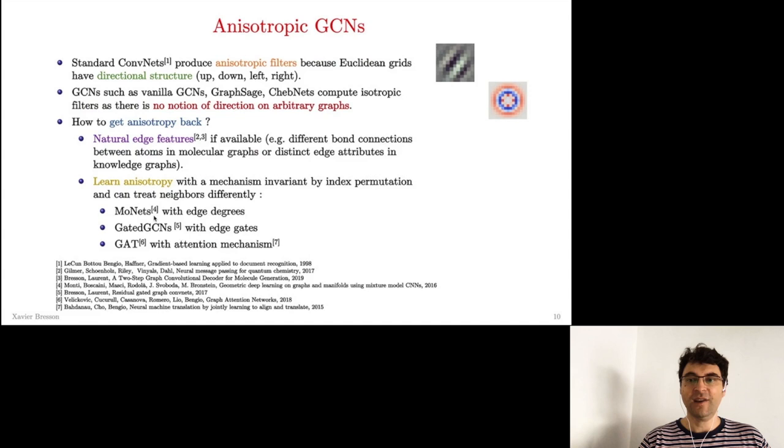Okay. So how do you get back anisotropy? You have two options. You can use natural edge features. So for example, between two atoms in a molecule, you may have different kinds of connection, like a single bond, double bond, or aromatic bond. Or you can learn anisotropy with a mechanism that can treat neighbors differently, for example, with MoNet, Gated GCN, or GAT.